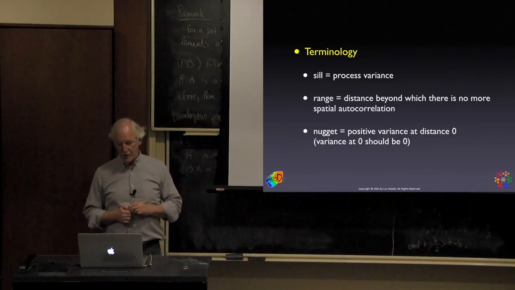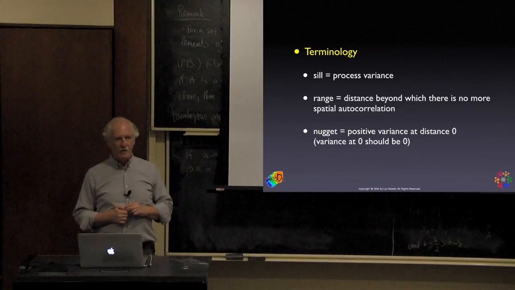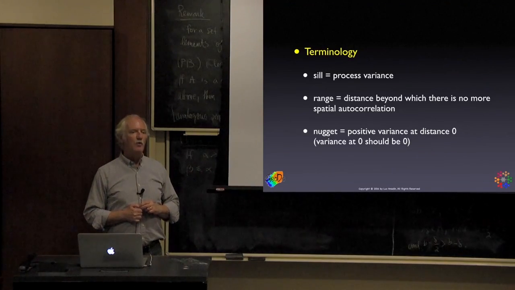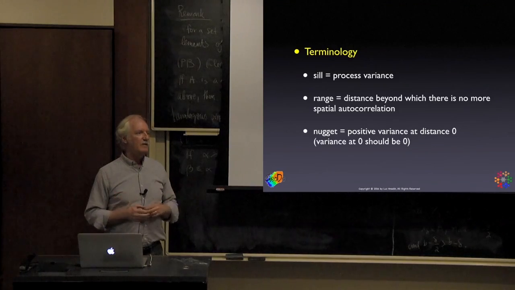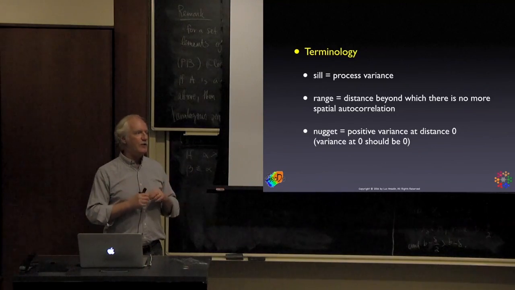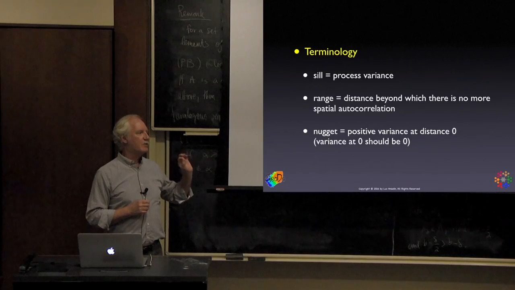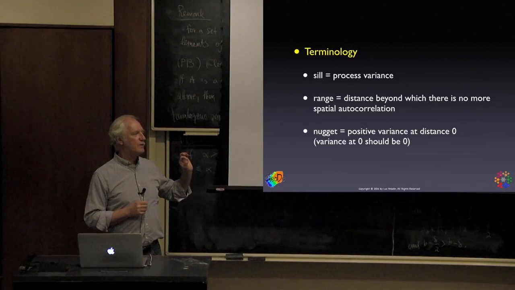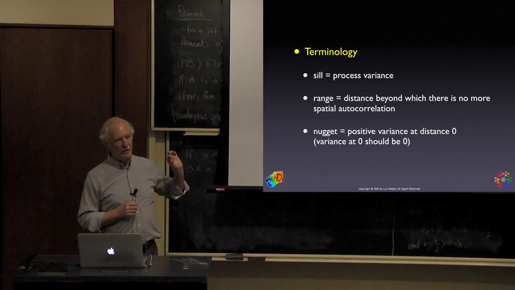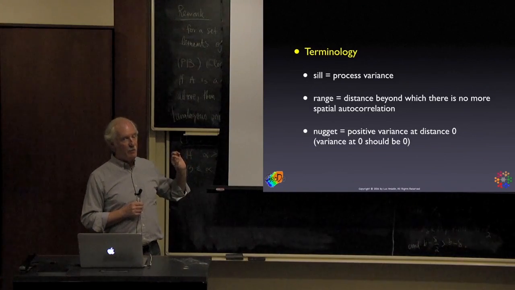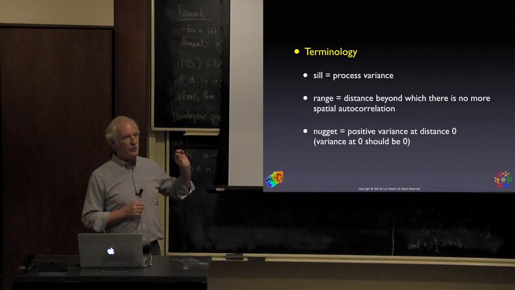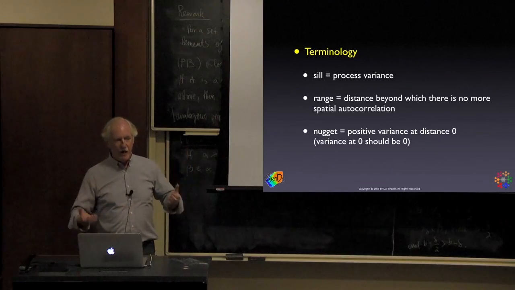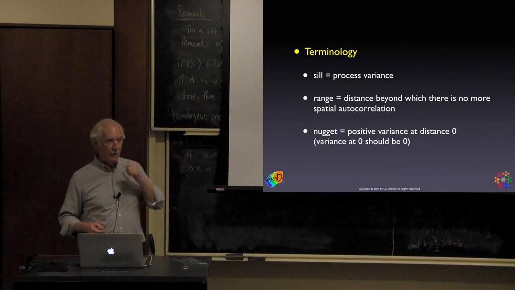So at distance 0, there should be nothing, right? The whole process, the function, should start at 0, 0. At 0, 0, no semi-variance, right? But then the moment we go a little bit larger than 0, there is semi-variance. So in practice, we have a problem, right?